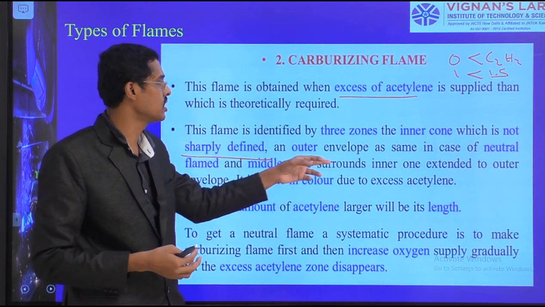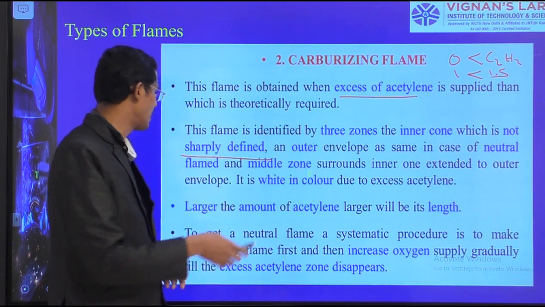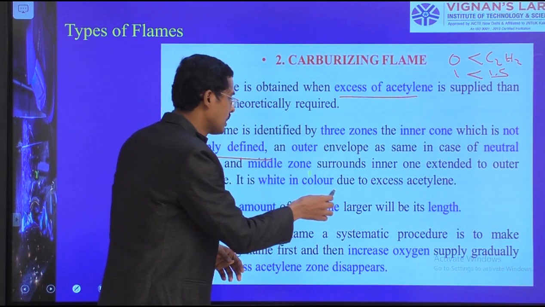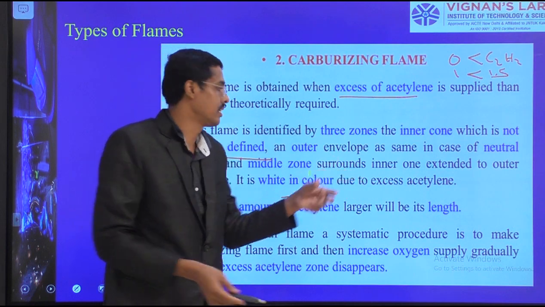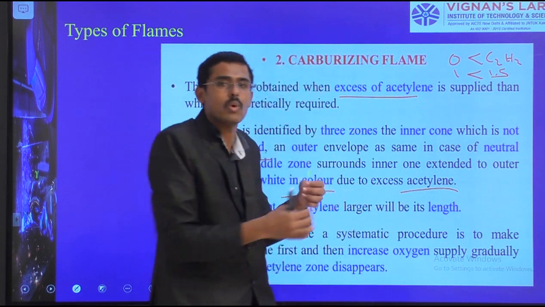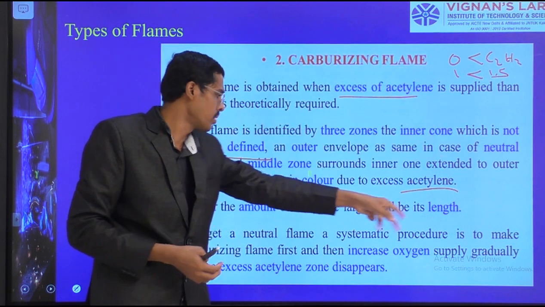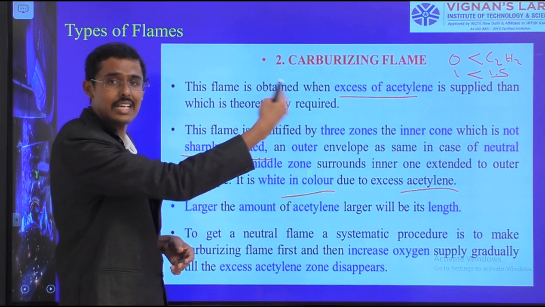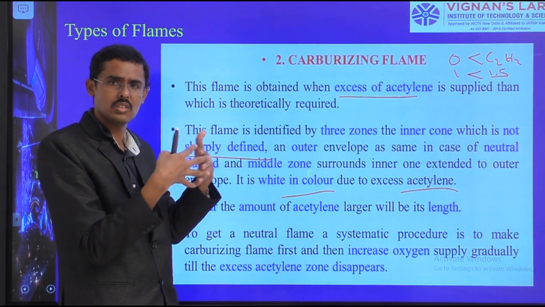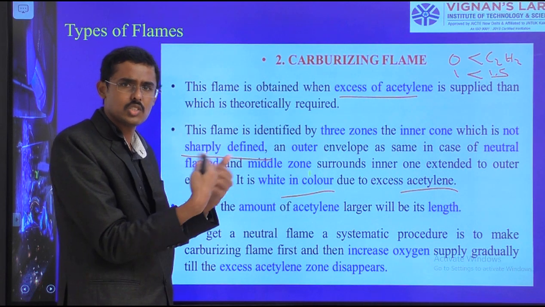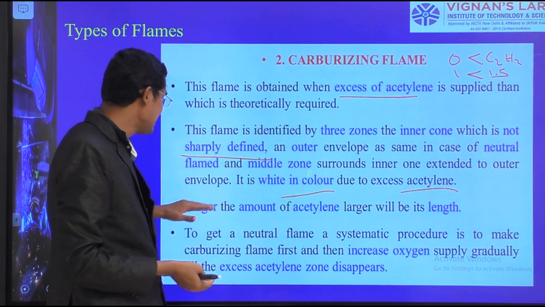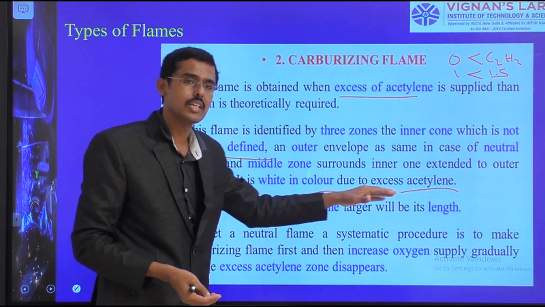The middle zone surrounds the inner cone and extends to the outer envelope. It is white in color due to excess acetylene. In the middle, one more flame is formed. The excess C2H2 is found there because the oxygen is not enough to mix, so the heat is not found. The larger the amount of acetylene, the longer the flame lengthwise.